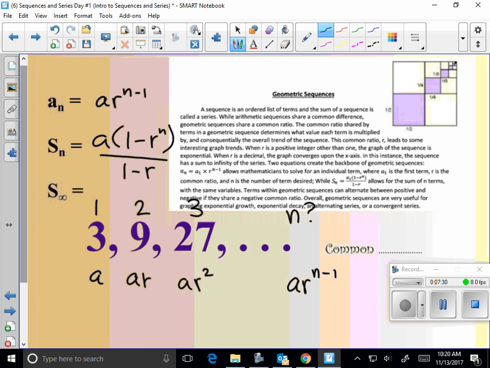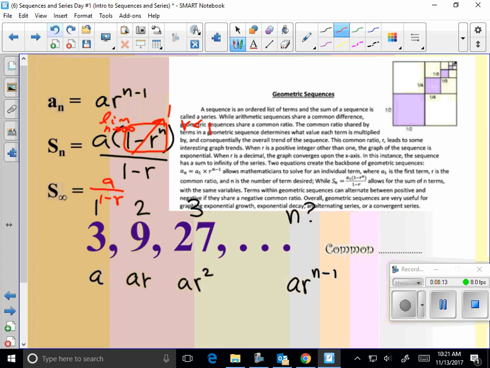Now the sum to infinity you'd think gets really nasty, but it's actually pretty nice. Because what does this thing go to if, let's say, r is less than 1? If I take the limit of this as n goes to infinity and r is less than 1, what will happen to this? Yeah, it'll go to 0. Or actually, it'll go to 1, excuse me. It'll go to 1 because it'll be 1 minus 0. So this will just be a over 1 minus r.